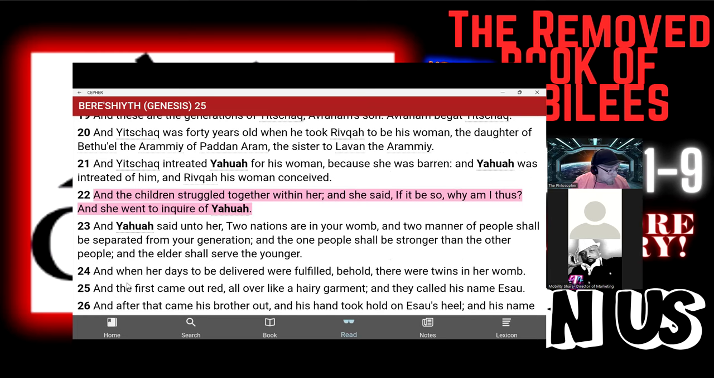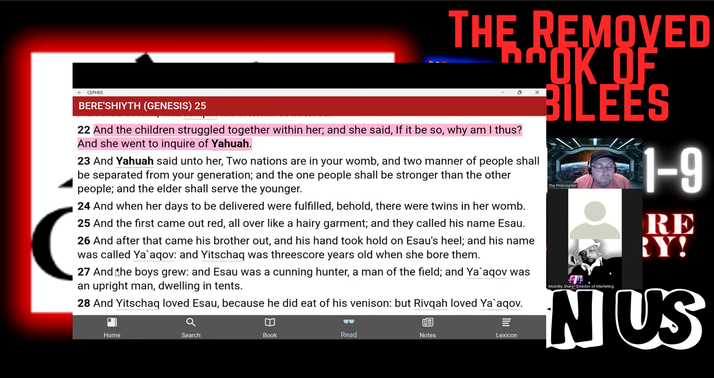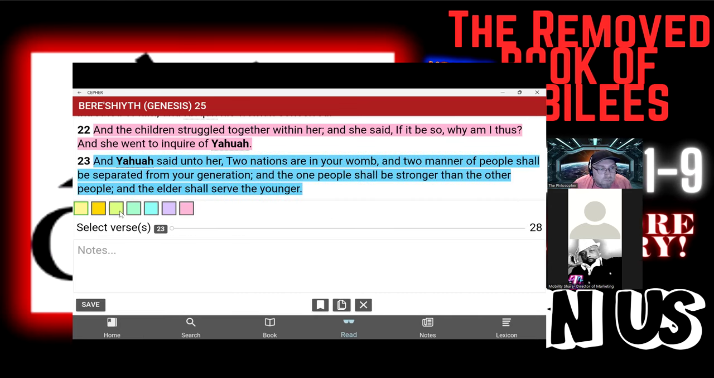Yep, so verse 22. And the children struggled together within her. And she said, if it be so, why am I thus? And she went to inquire of Yahuwah. And Yahuwah said unto her, two nations are in your womb, two manner of people shall be separated from your generation, and the one people shall be stronger than the other people, and the elder shall serve the younger.